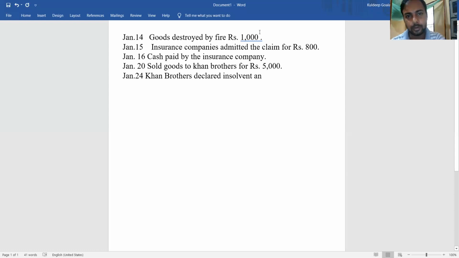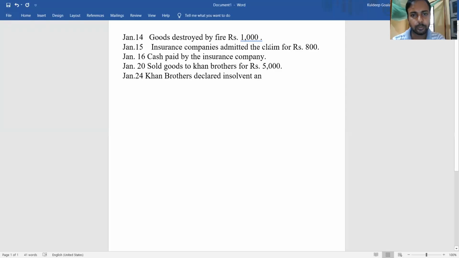Okay, so I'm going to share the screen now, and you'll be able to see the sum. So this is the particular sum where we are going to learn about the journal entries. In this particular question, you will be finding that there are many situations where your treatment of different things will vary.